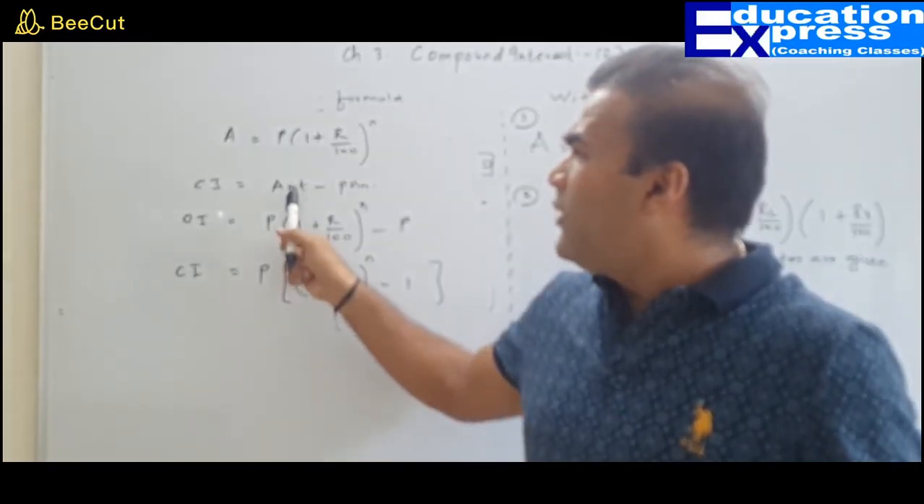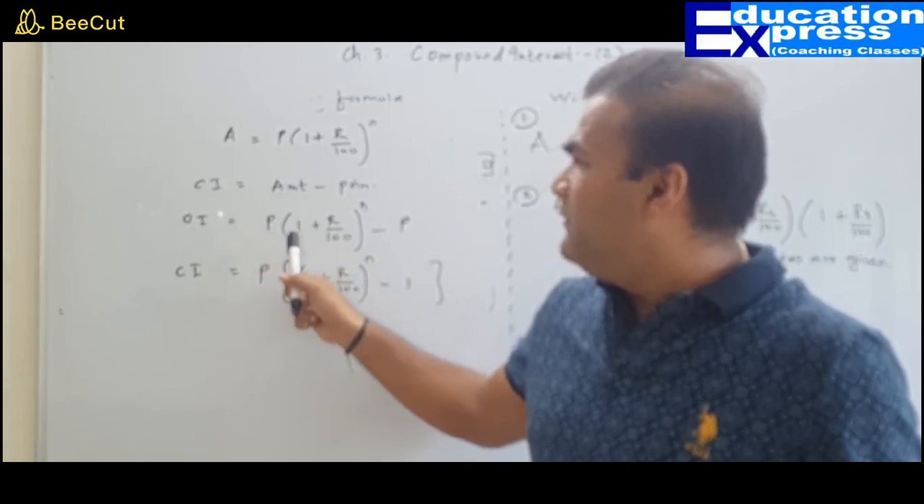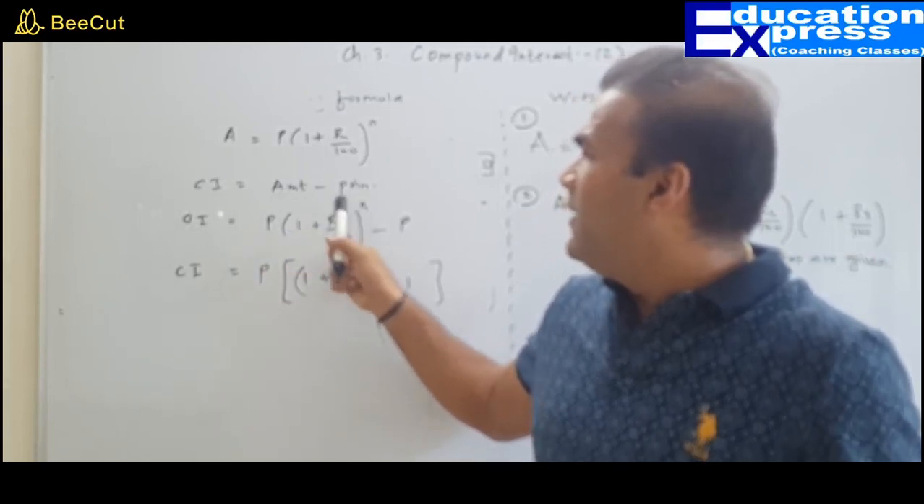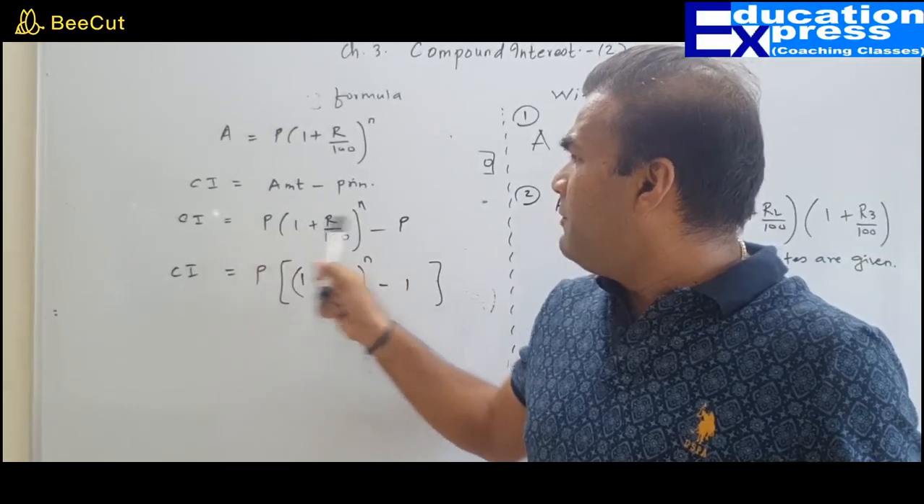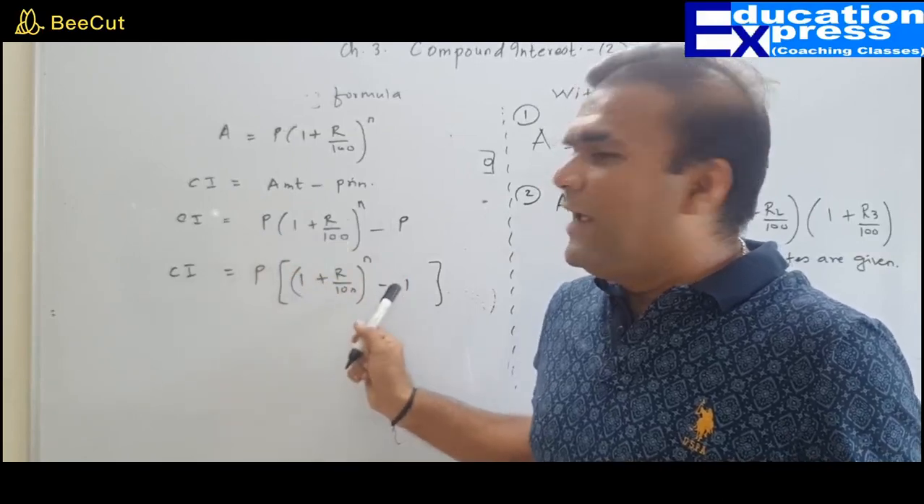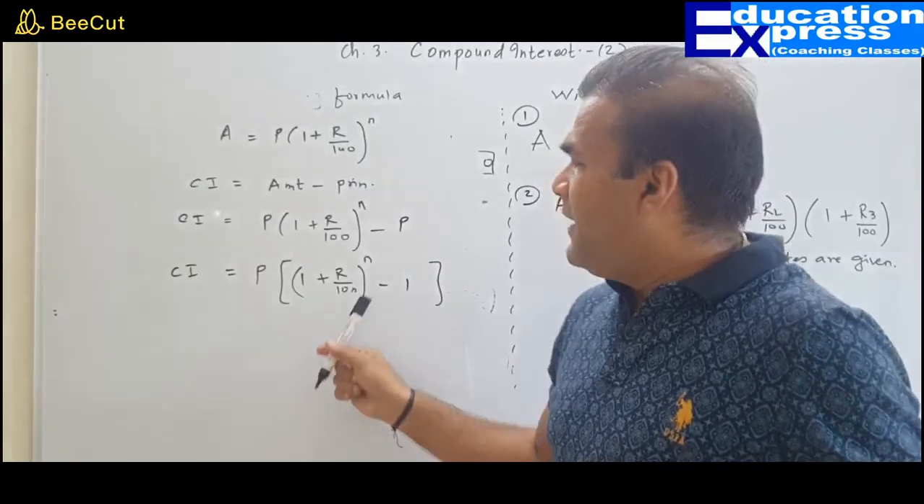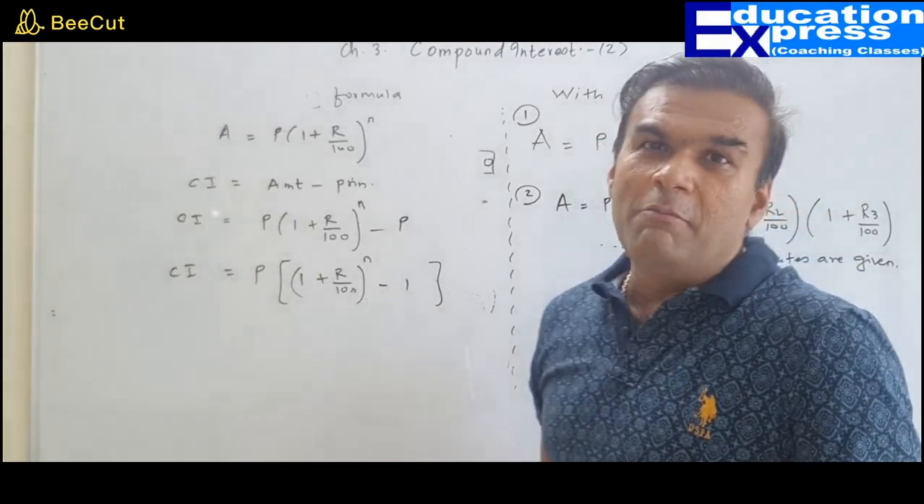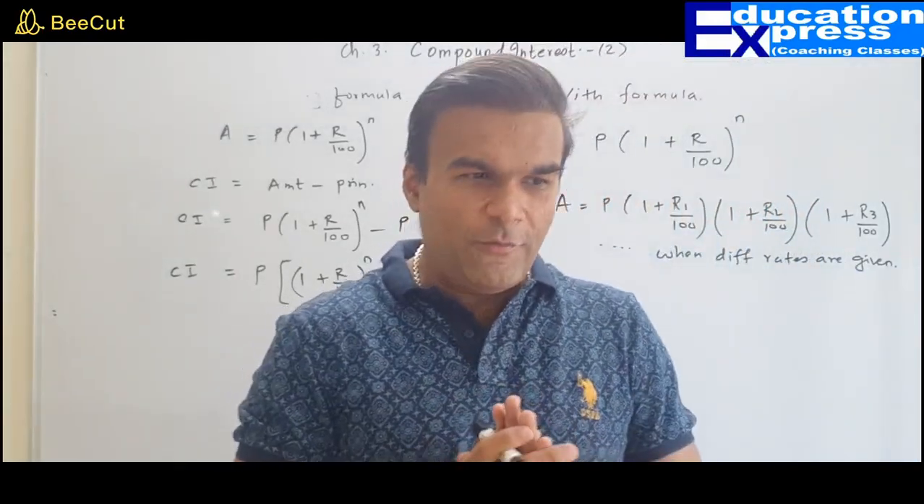You can check it out. For amount we use P (1 + R/100)^n minus P. So if you take P common out, you definitely get this one. And of course, by applying this, you will straight away get the compound interest earned during the year.